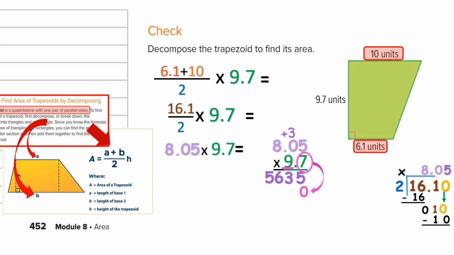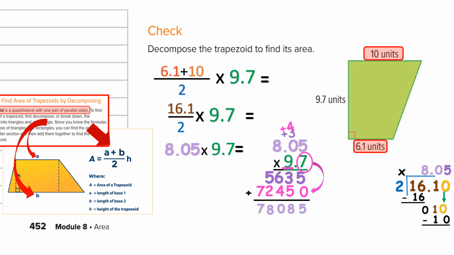And then I multiply with the 9. 9 times 5 is 45. Put down my 5, carry my 4. 9 times 0 is 0 again, plus 4 is 4. And then 9 times 8 is 72. I add those together, and I get 5, 8, 4, and 6 is 10, carry the 1, and then 5, 2, and 1 is 8, and 7.